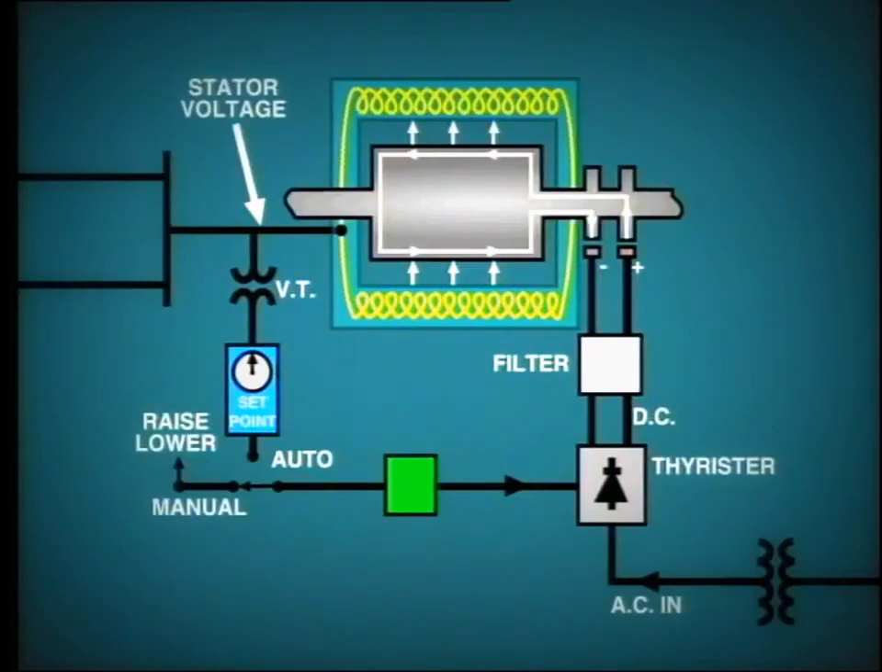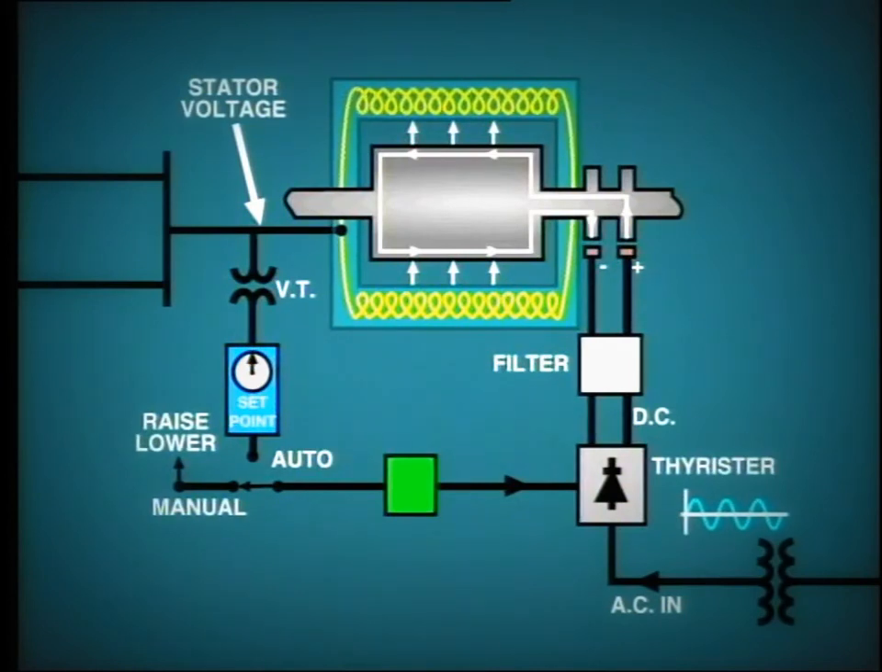DC current from the rectifier is supplied to the rotor winding through collector rings on the shaft. The incoming AC to the rectifier is supplied from a dedicated transformer. The primary side of this transformer is fed from an auxiliary bus, or in some cases, the generator bus itself. The sine wave for the incoming three-phase AC voltage, which is applied to the rectifier, will look like this.